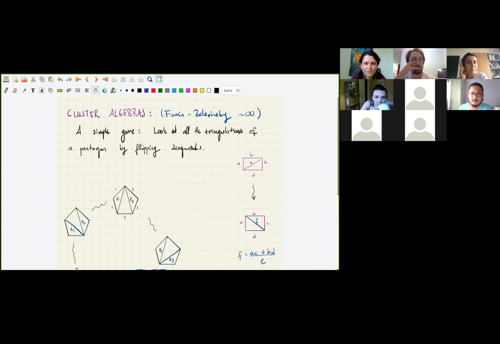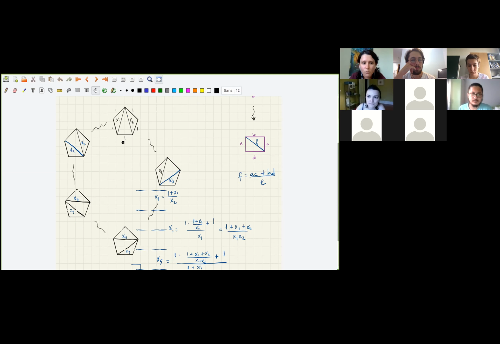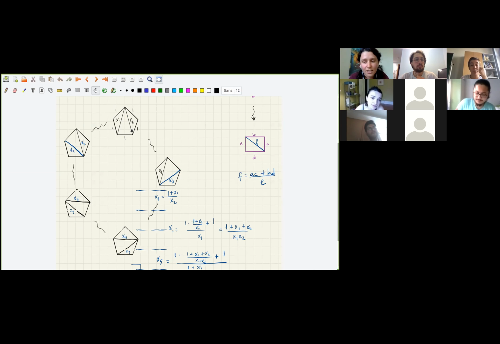Now, this cluster category is introduced to study cluster combinatorics coming from cluster algebras. So I want to start with this simple game. I will start with a pentagon and consider a triangulation of it. Triangulation means dividing this pentagon into triangles. So I will assign variables: I will assign 1 to all the boundary edges and two variables, x1 and x2, to the diagonals.